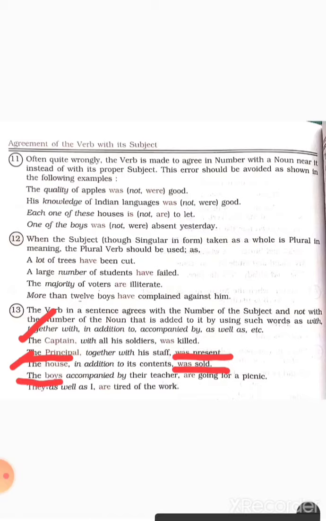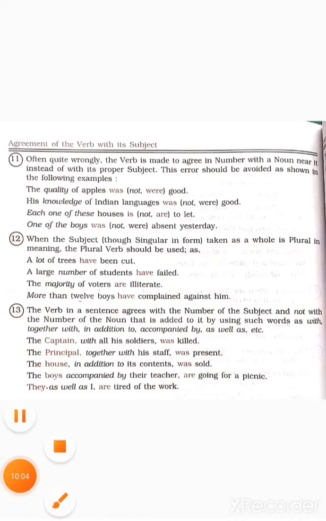The boys accompanied by their teacher. See here, teacher is singular, still here you have written "are." Why? Because the subject actually is the boys. Students, the subject actually is the boys. So, the boys accompanied by their teacher are going. So, the boys are going for a picnic. It is the actual sentence. You have to understand.